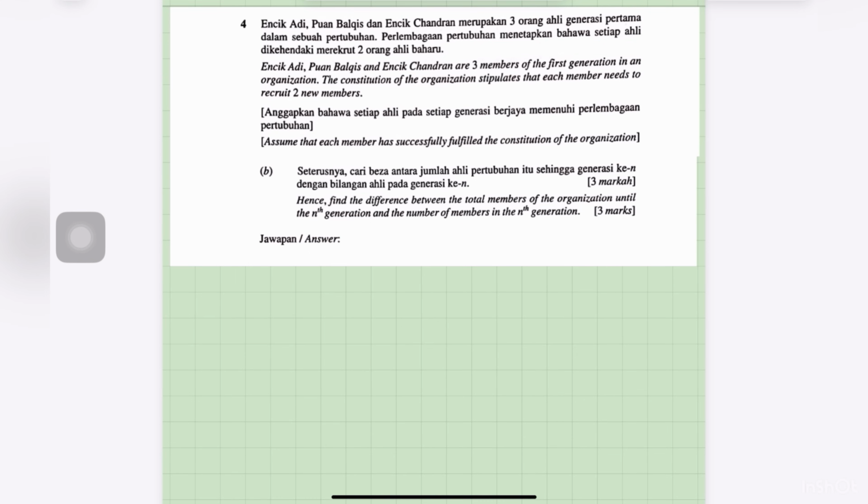B, hence find the difference between the total members of the organization until the nth generation and the number of members in the nth generation. Okay, the word hence here is very powerful, meaning that we need to use the previous answer. Okay, so before this, we have n equals 12. So to find the difference between the total members, we have to find S12, which equals A is 3, R power of n, 2 power of 12 minus 1 over R minus 1, 2 minus 1. Okay, so this one is 12,285.